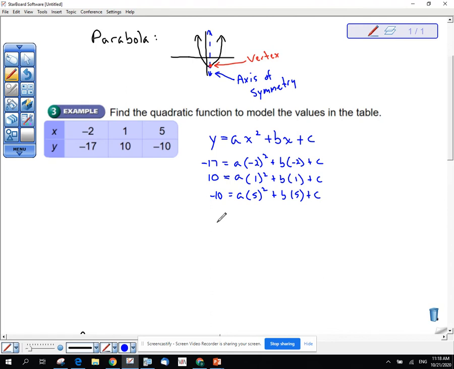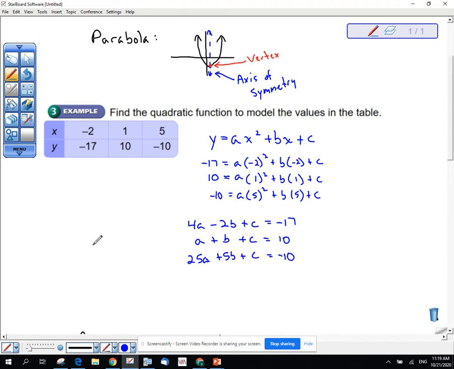All right, now let me just fix that up a little bit and see if you recognize what this is going to be. First of all, I'm going to flip things around the equal sign. You'll see why I'm going to do that in just a minute. I'm also going to simplify what I can with the squareds and the negatives, all right? So -2 squared is 4, so 4a minus 2b plus c equals -17. And then 1 squared is 1, so a plus b plus c equals 10, and then we're going to have 25a, because 5 squared is 25, plus 5b plus c equals -10.